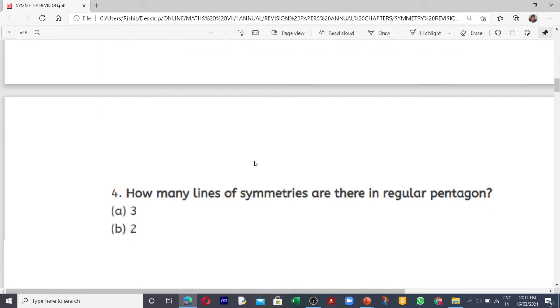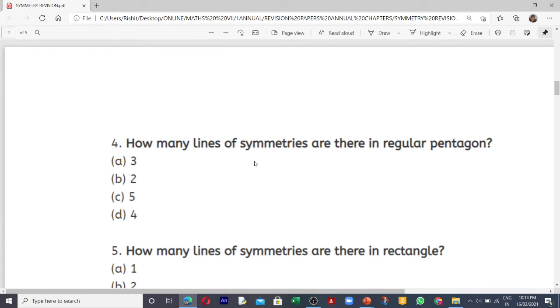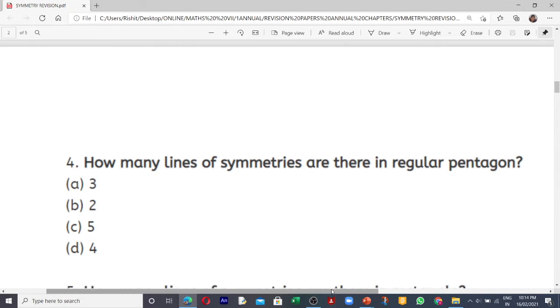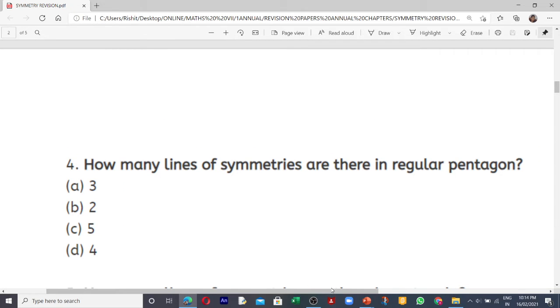Now, question number 4. How many lines of symmetry are there in a regular pentagon? In a regular pentagon, how many lines of symmetry are there? How many lines of symmetry? Regular pentagon. I hope the answers are very easy for you, isn't it?